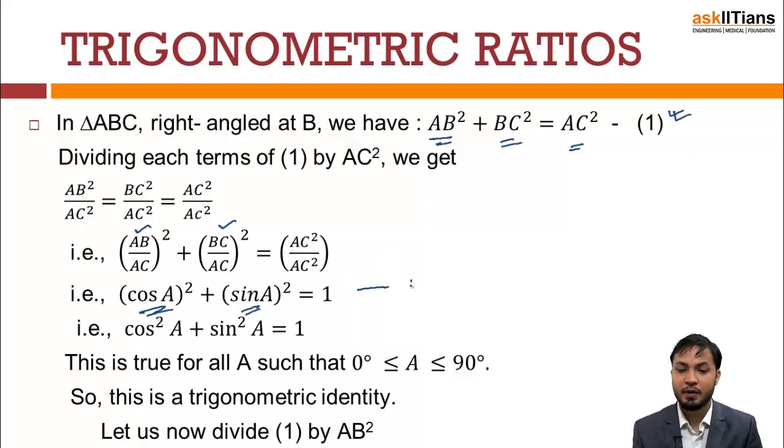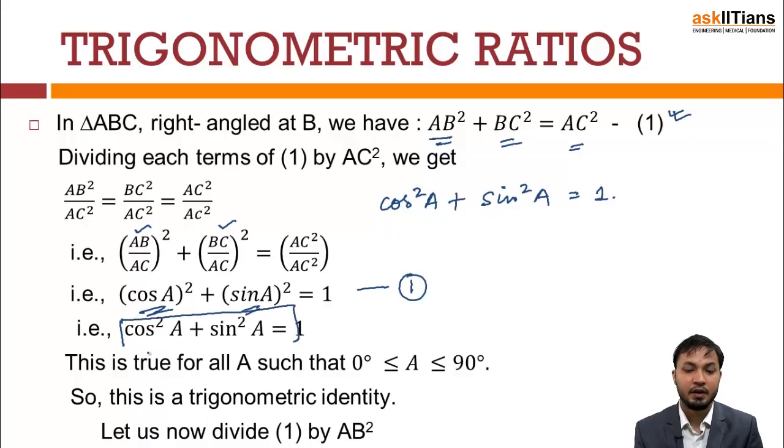So this defines my trigonometric identity as cos square A plus sine square A is equal to 1. This is the most important trigonometric identity that you need to remember. All the previous ones we had defined, those are in terms of formula derivation.